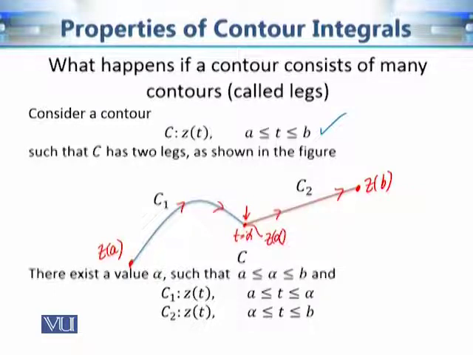So we can say that what is C1 then? C1 has the same parametric function, but the range of the parameter varies from a to alpha. So this is our C1. So this is the cut point between C1 and C2.